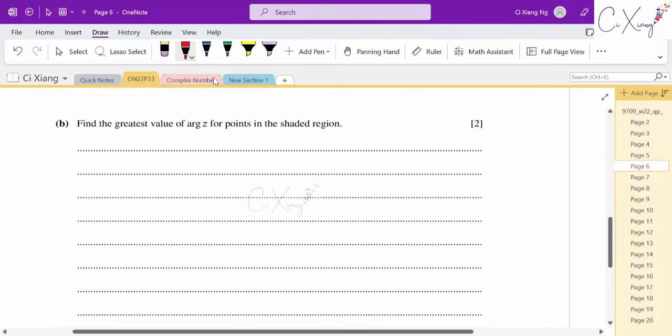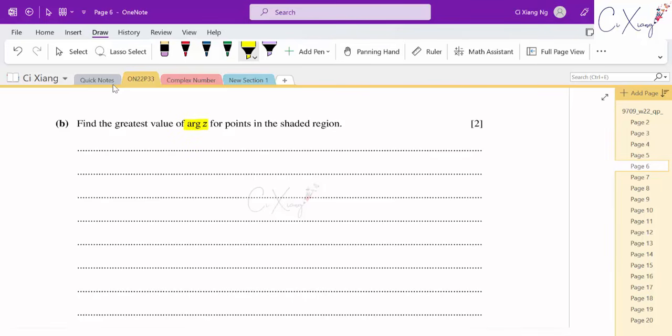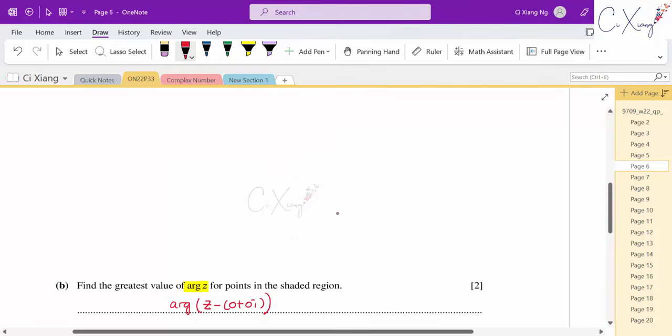Continue to part number B. They want us to find the greatest value of argument z for the points in the shaded region. So again, they are talking about the greatest value of argument z. So argument z means that they want to see the argument that we try to measure from 0, 0, to the locus z. Right, so if we want to get the greatest value for the argument z, of course we need our diagram to help us.